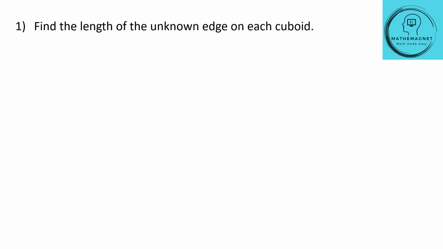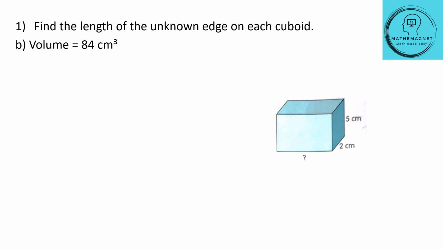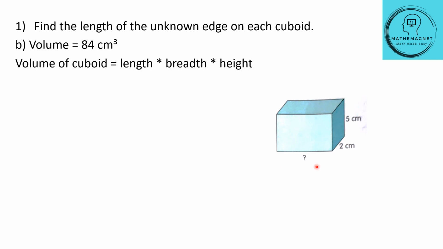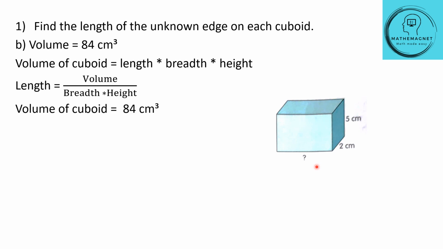Question B. Here again they have given us the volume of the cuboid, which is equal to 84 centimeter cube. In this image we can see that they have given 2 centimeters as the breadth and 5 centimeters as the height, and they have asked us to find the length. So we all know volume of cuboid is length into breadth into height. To find length we have to divide volume by breadth into height, which is 84 divided by 2 into 5, which is equal to 8.4 centimeters.